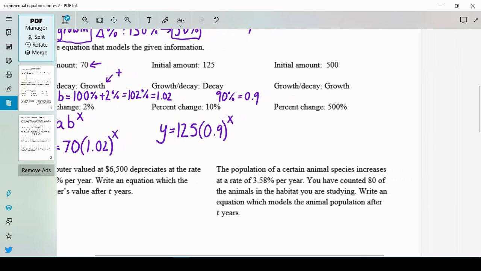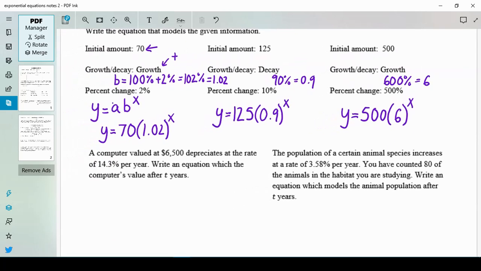And the last example, we are told we have the initial amount of 500, so we're going to say y equals 500. This time we have a growth. We are adding 500%, so 100% plus 500% is 600%. To write that as a decimal value, we're going to write 6. So we're going to say 6, and this is raised to the x power. So that would be writing equations if you're just given general information.